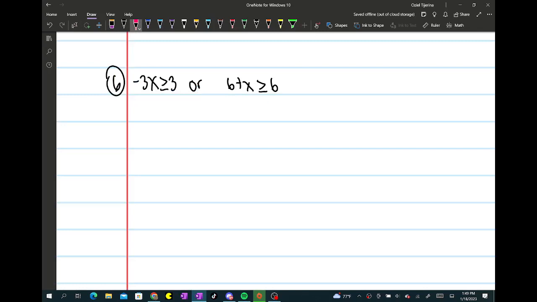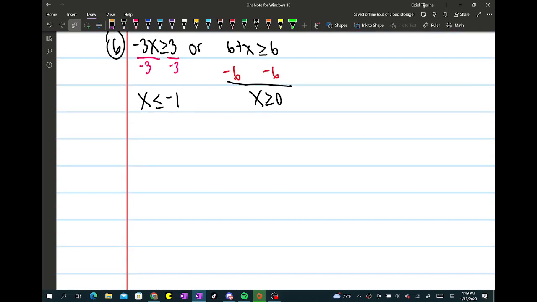So here we're going to divide both sides by -3, right? And when we do that, it flips over. We have x is less than or equal to -1. And then over here, we're just going to subtract 6 on both sides, and we get that x is greater than or equal to 0.